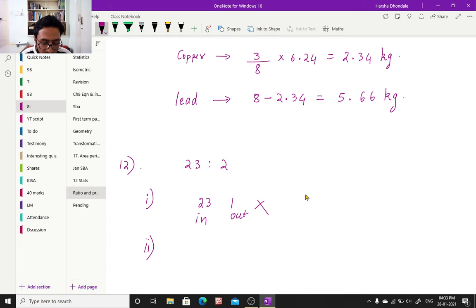Next, second one. 92% of his serves were in. 92% means 92 out of 100.